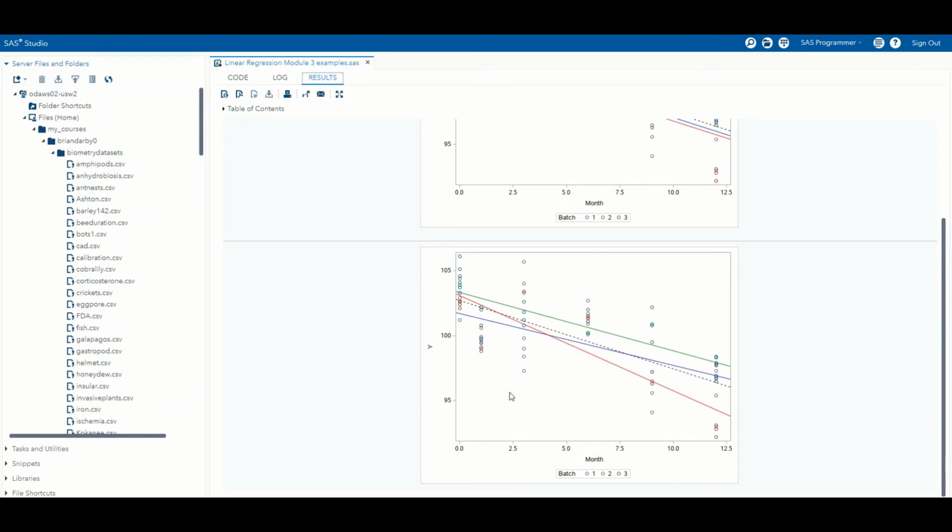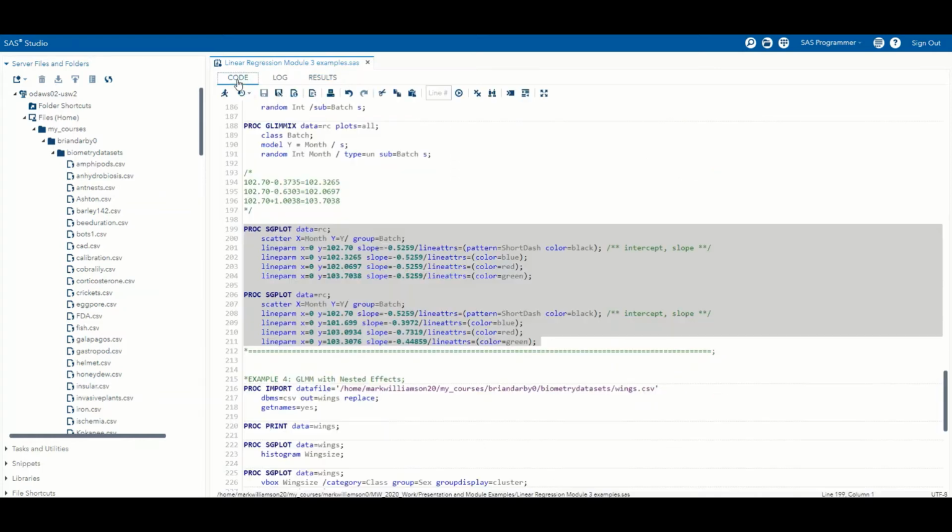But if we have random slopes and intercepts, we see the slopes will be different. It looks like the y variable drops fastest for batch 2. It starts about the same as batch 1, but drops a lot faster. Batch 1 and 3 start a little bit differently, but have about the same slope, kind of merging closer to each other by the end of it. So that's pretty interesting results.